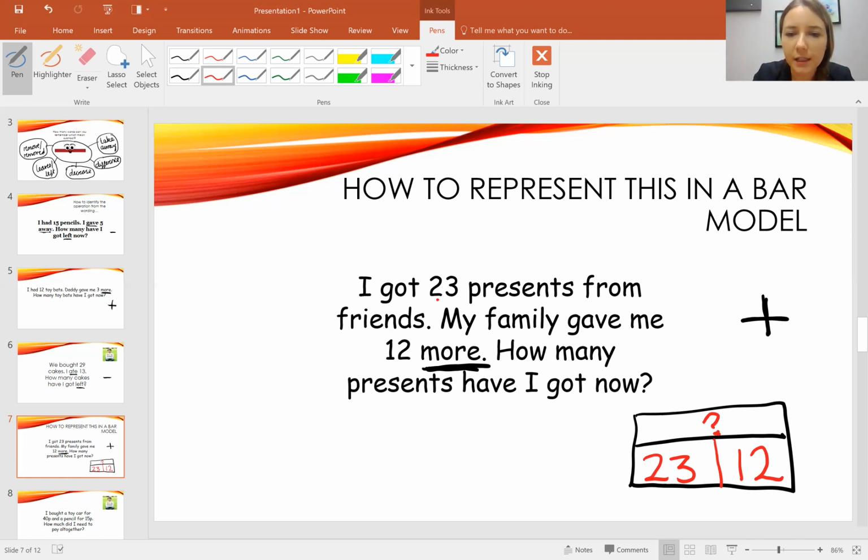Okay, so 23 presents from my friends is what I had at the beginning. I know that I need to add 12 more because that's what they gave me. And I want to find out the total, how many I've got all together. So that's why we put the question mark up there. That's the number that we don't yet know. Okay, so that's how I'd represent that problem in the bar model.